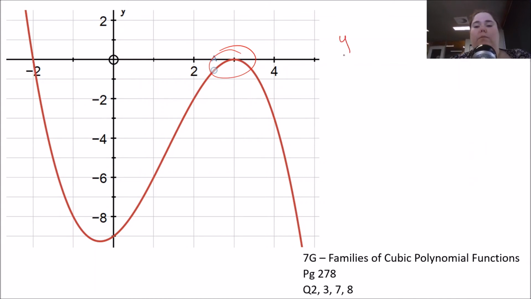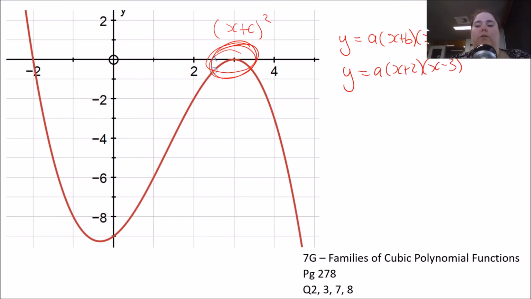So we know it's going to be like the previous one with factors, but I am going to have a double factor, which means I have a squared bracket. Make sure, because this is our bounce, that is the squared bracket one. Okay, so y equals a(x plus 2)(x minus 3) squared, because x minus 3 is our bounce.